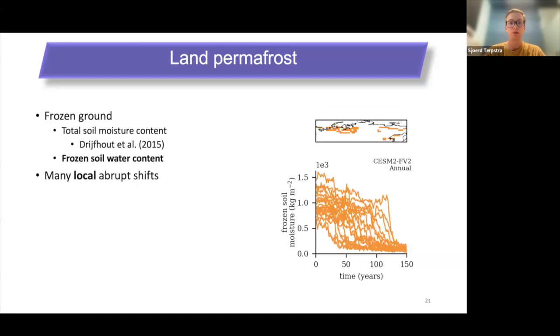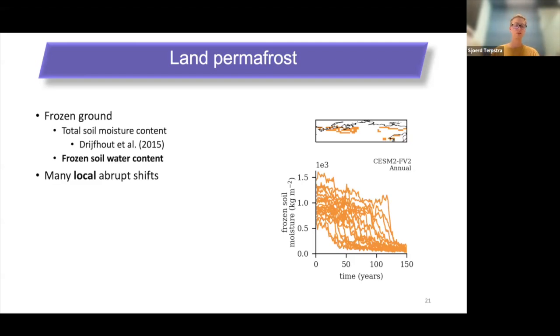Next system is permafrost. So we looked specifically at the northern polar permafrost in both Asia and North America. This is related to frozen ground. In the assessment in CMIP6, Drijfhout and others found one in the total soil moisture content, so the amount of water in the ground. So we looked at that variable, but we also looked at another one, which is the frozen soil water content. And this is a bit of a better measure of permafrost because it really measures the amount of frozen soil.